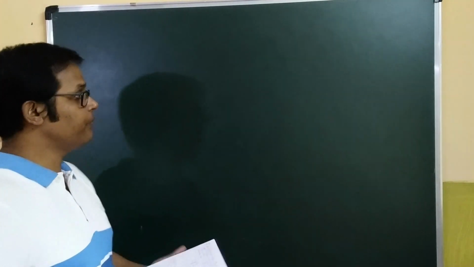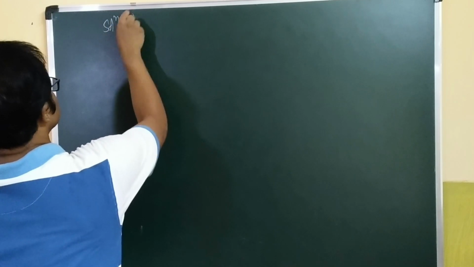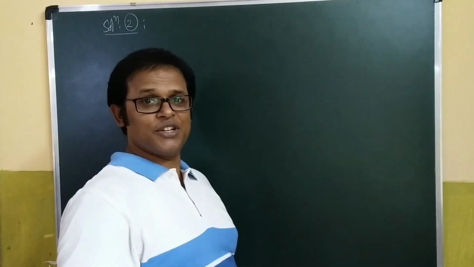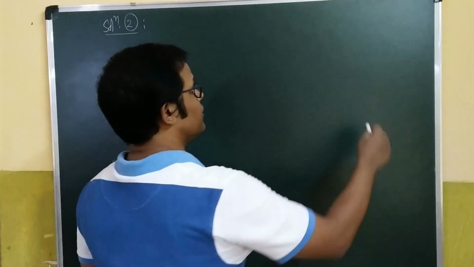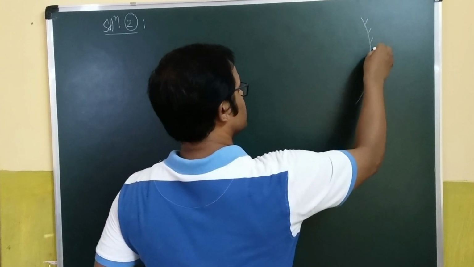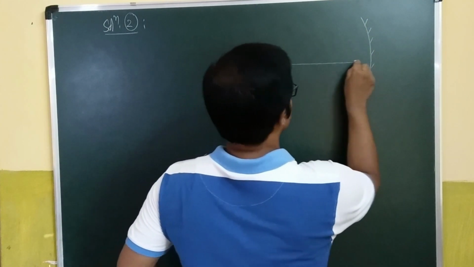Let me write down question number 2 solution. We have a concave mirror in combination with a plane mirror. Okay, it's a very good question to try. This is a concave mirror. Let me draw a diagram for it. And this is the given diagram with the question.